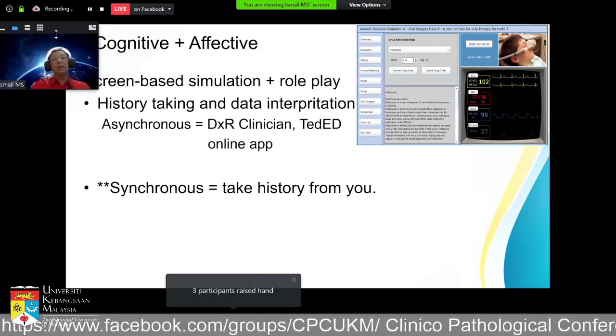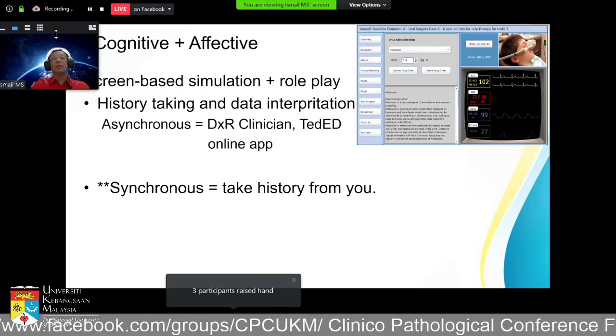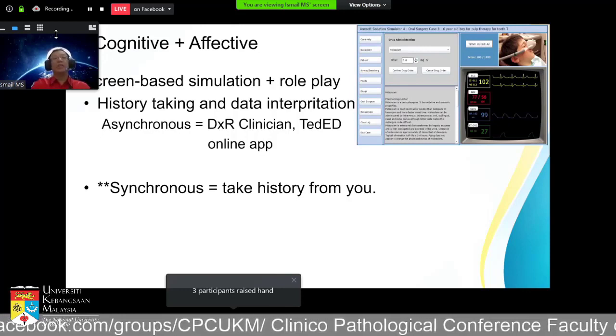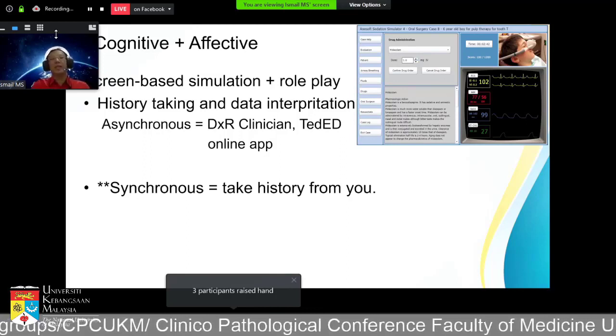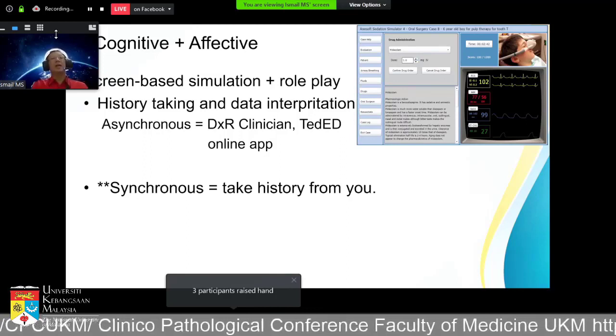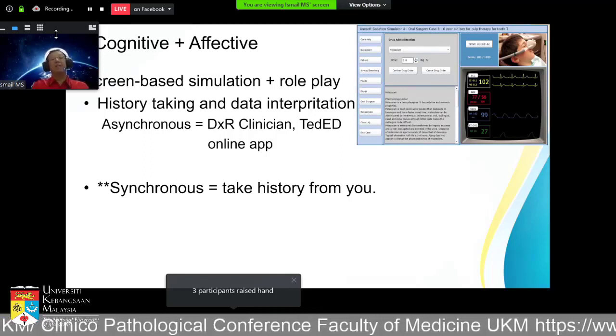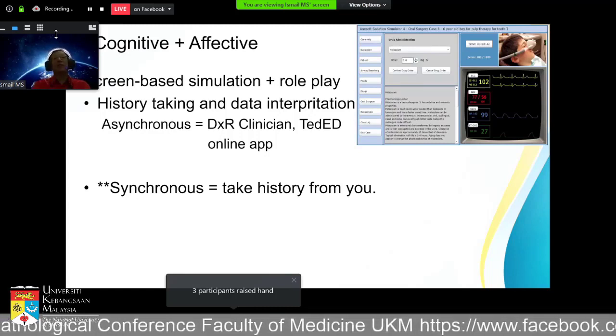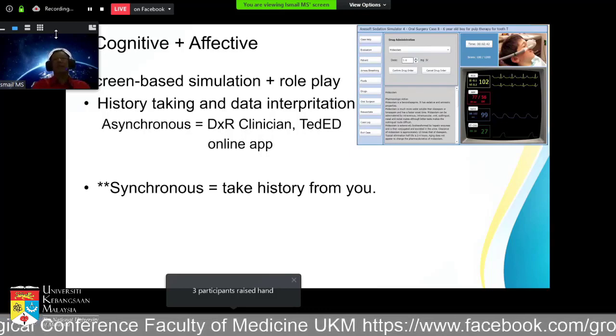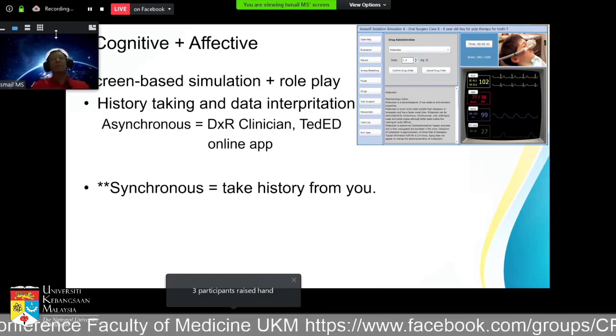Now, in terms of cognitive effective, I take the example of history taking and data interpretation. We can do asynchronous with Dxr Clinician. So guys, I think this is an opportunity. Go and basically get used to this thing, or you can build your own using a TED-Ed online app. All right. But I still feel in terms of effective, in terms of how their attitude is, a synchronous way of assessment is still, to me, the best.